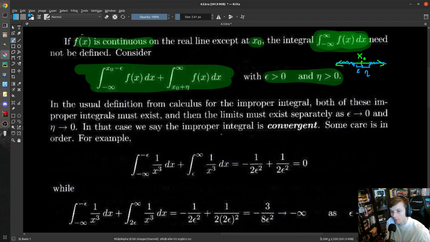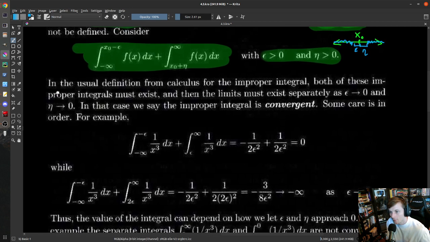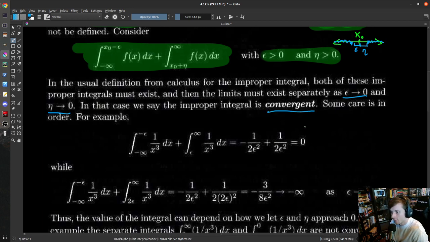All right, easy enough. So the usual definition from calculus for the improper integral is that both of these guys have to exist independently of each other, and they must exist as epsilon goes to 0 and eta goes to 0. That is, as I shrink these two things down, I get the integral from x naught out to infinity, and the integral from negative infinity up to x naught, right? Each of those chunks has to exist independently of our etas and epsilons. They each have to exist on their own. Okay. So in those cases, it's convergent.